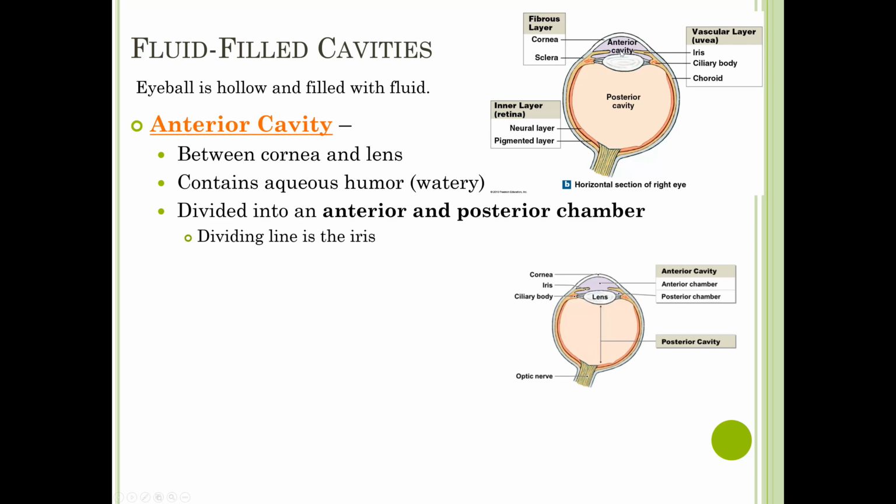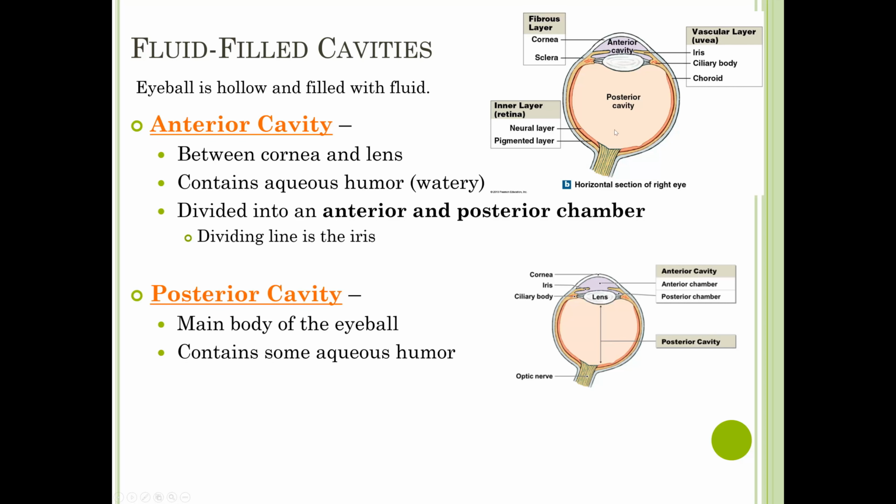The anterior cavity itself can be divided into an anterior and posterior chamber. So be careful when you use the term cavity and when you use the term chamber. So the anterior cavity has an anterior chamber in front of the iris, and then behind the iris it is a posterior chamber. So the iris is the dividing line within the anterior cavity.